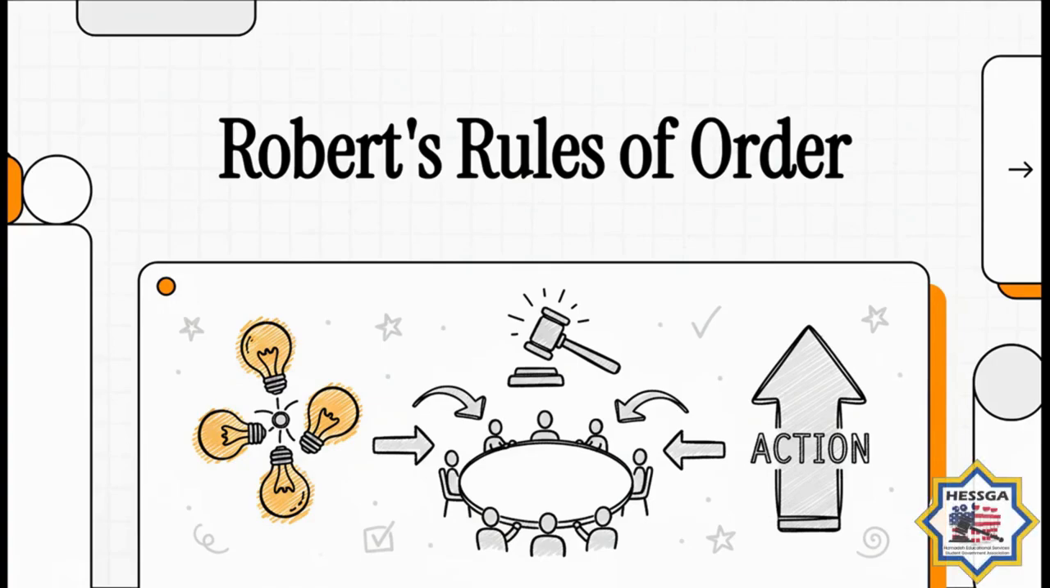If you're in student government, you totally know the feeling. A meeting full of amazing ideas that just goes absolutely nowhere. So how do you turn all that passion into actual change without the conversation just spiraling into total chaos? Well, today, we're going to unlock the official toolkit designed to do exactly that, Robert's Rules of Order.